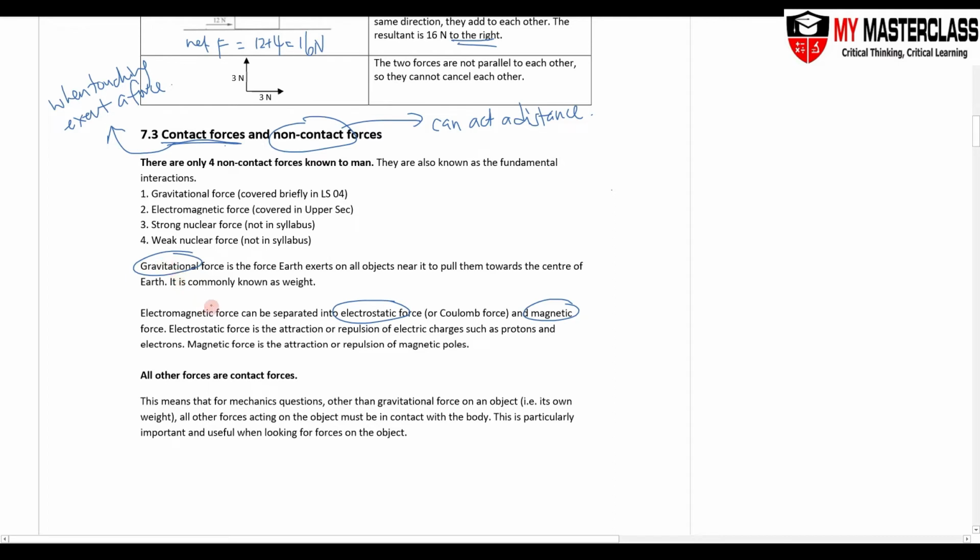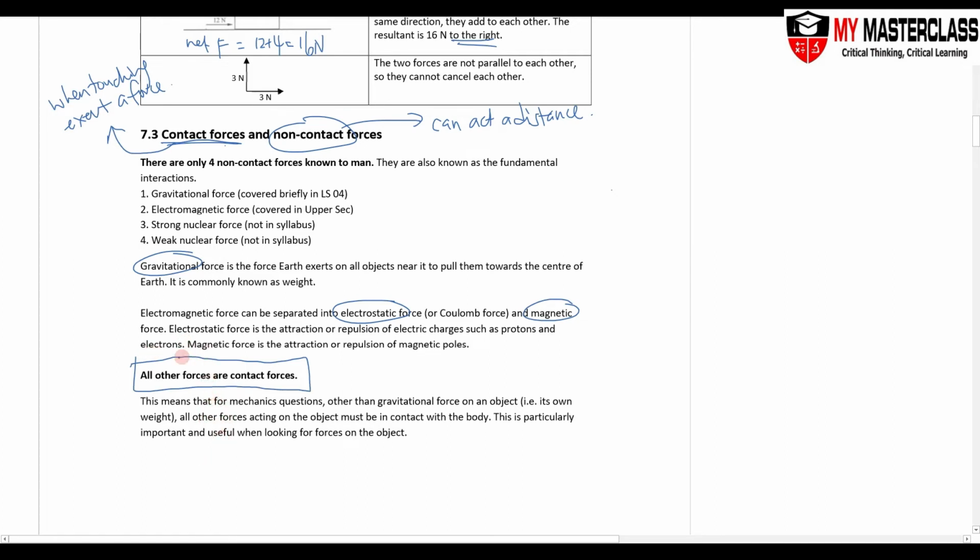Other than these three, we have the strong nuclear force and the weak nuclear force, which you don't even need to know that they exist. Other than all these, all other forces that you will ever encounter are contact forces.